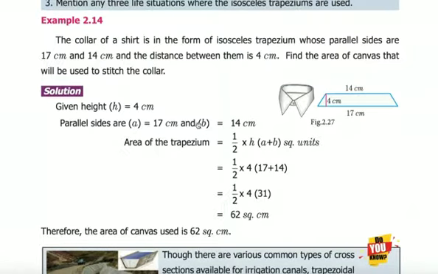The collar of a shirt is in the form of an isosceles trapezium whose parallel sides are 14 and 17, and the distance between them is 4 cm. Find the area of canvas that will be used to stitch the collar. Same formula, half of height into (a plus b).